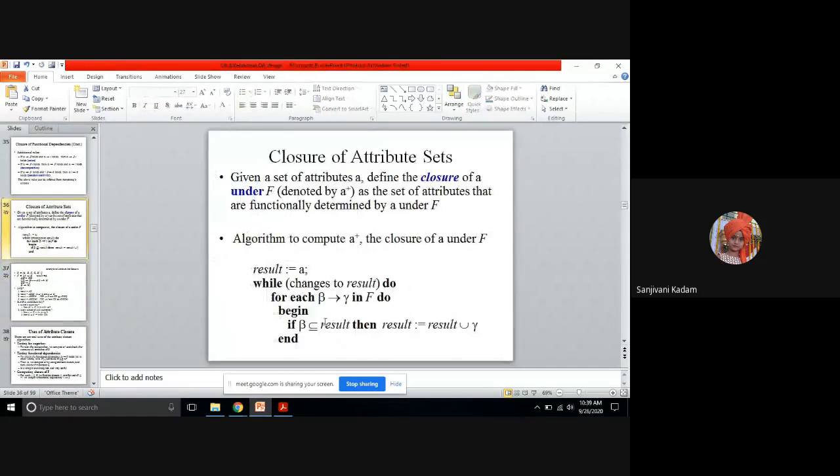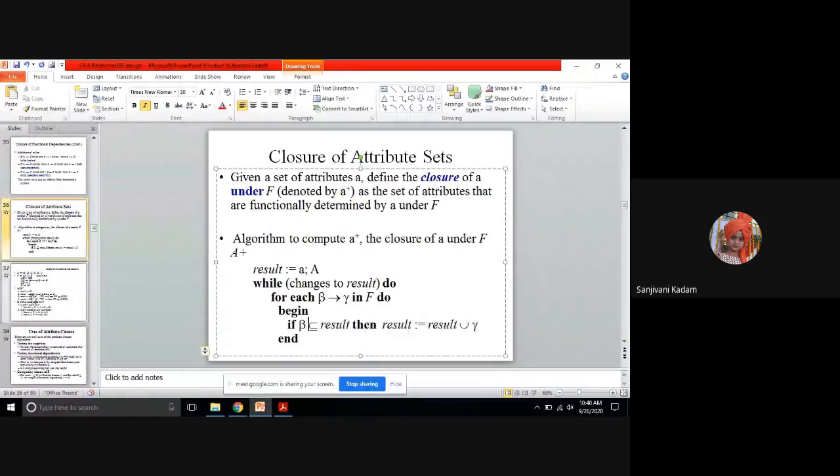So here the closure algorithm says: for each beta gamma in F, if beta is a subset of result, then result equals result union gamma. In the result right now I have A available because I wanted to calculate the A closure. Initially, whatever A is there will be added to the result, and hence I have added the A. Now attribute A is a subset of result. So whatever functional dependency starting from A is there, all those we need to add to the result. So let us apply this rule.